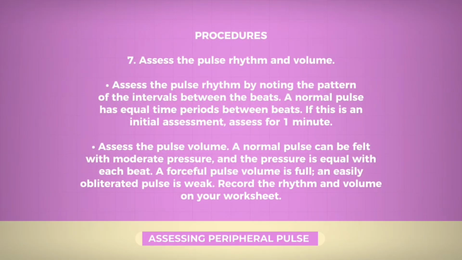Assess the pulse rhythm and volume. Assess the pulse rhythm by noting the pattern of the intervals between the beats. A normal pulse has equal time periods between beats. If this is an initial assessment, assess for 1 minute. Assess the pulse volume. A normal pulse can be felt with moderate pressure and the pressure is equal with each beat. A forceful pulse volume is full. An easily obliterated pulse is weak. Record the rhythm and volume on your worksheet.